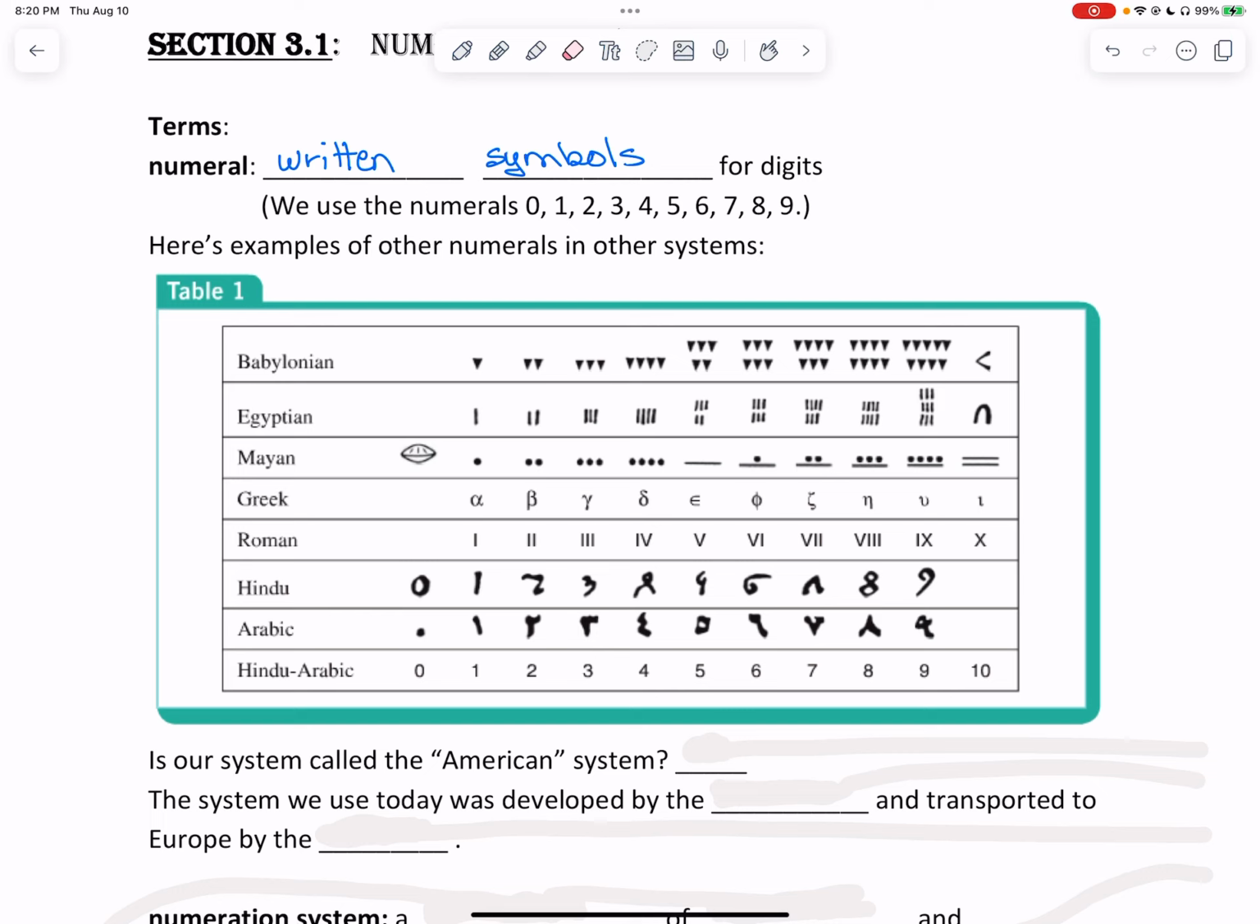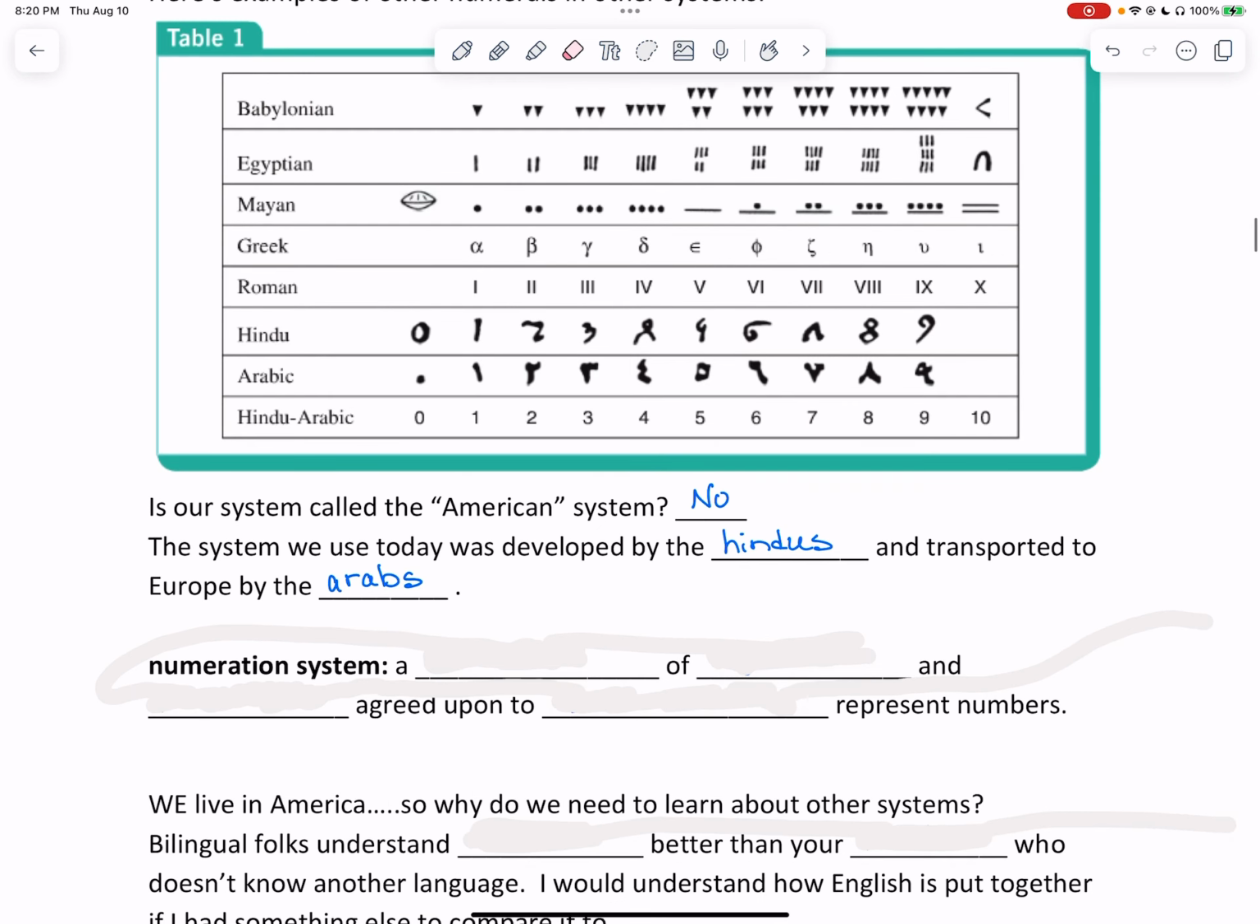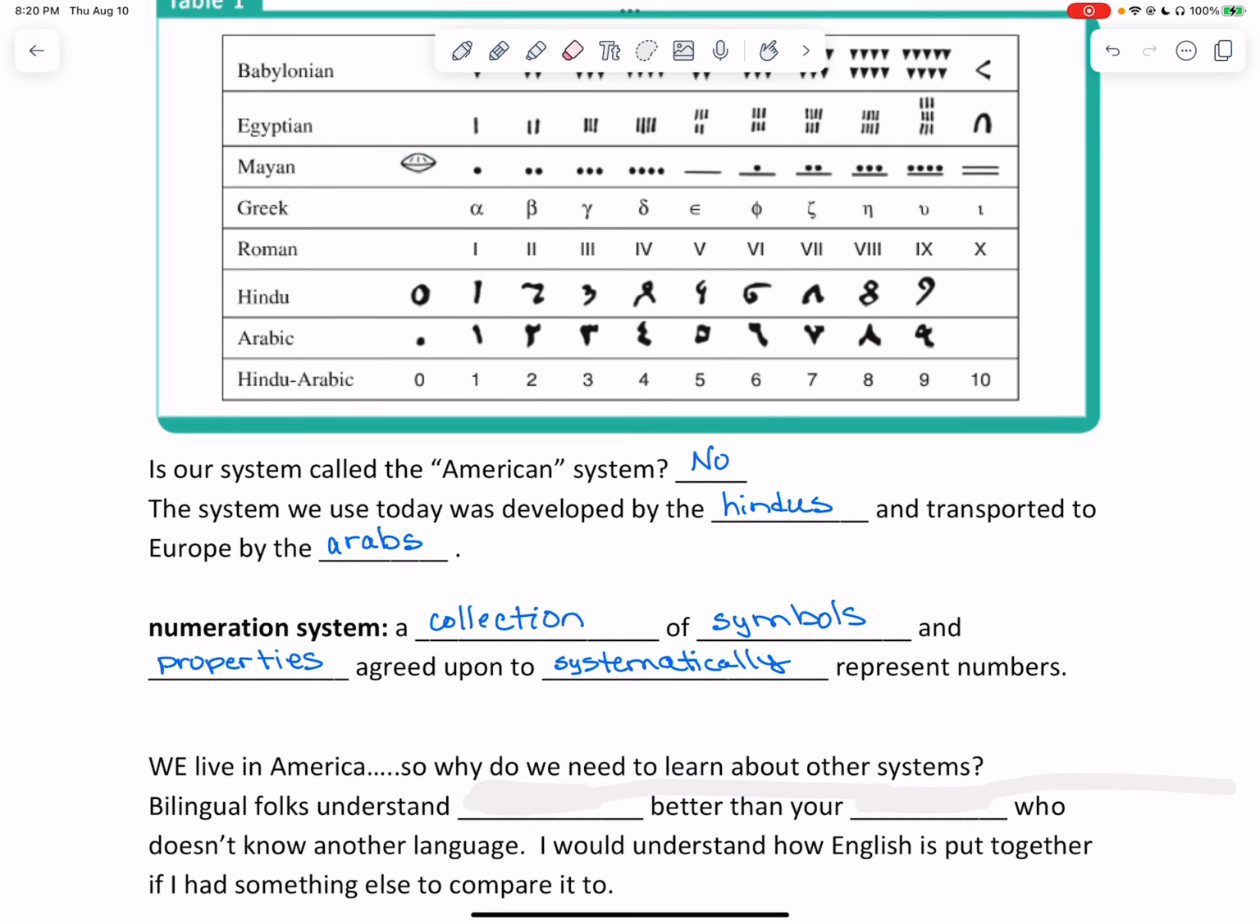Notice where ours are, 0 through 9, and then they put 10 in there. So is ours called the American number system? Nope. It's actually called the Hindu Arabic system because it was developed by Hindus and transported to Europe by the Arabs. So a number system is actually just a collection of symbols and properties that are agreed upon to systematically represent numbers. So there has to be a system to it.